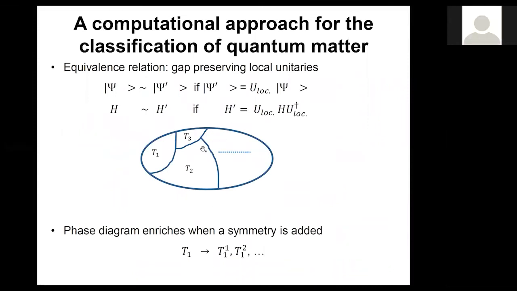So this already breaks our theory space into phases or equivalence classes, which we call a phase, or a quantum phase. This phase diagram is enriched when a symmetry is added. I'm not going to open this up more.